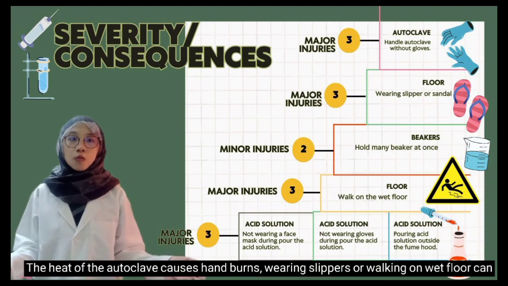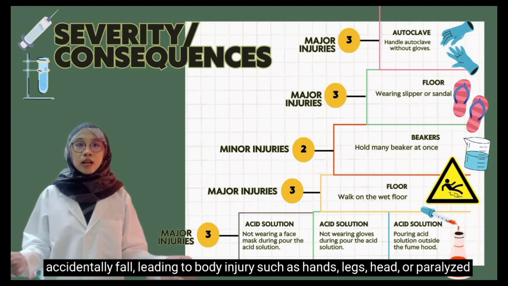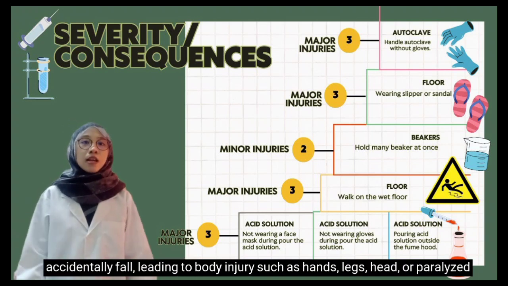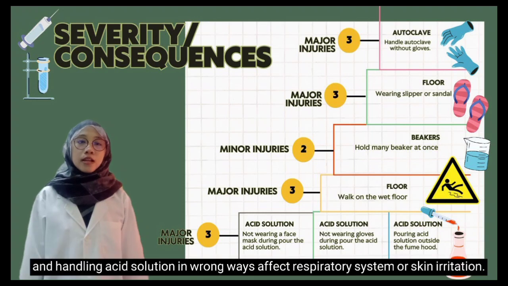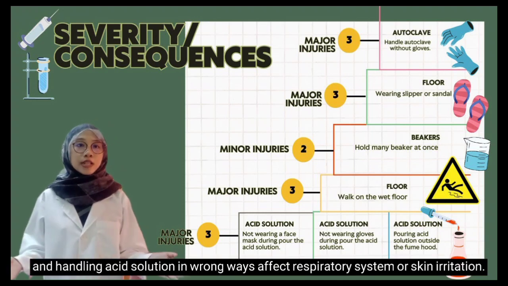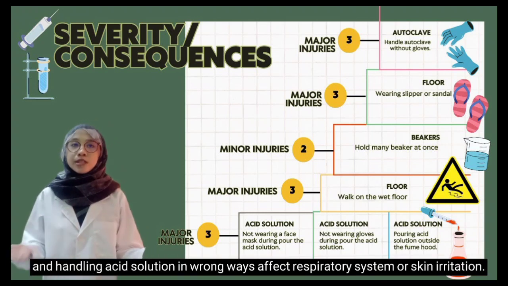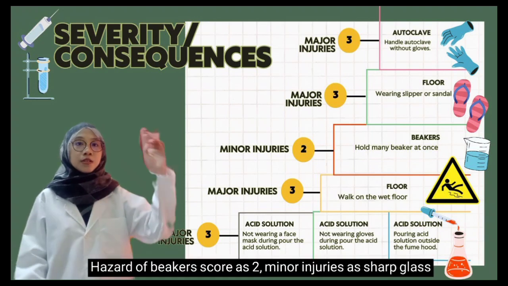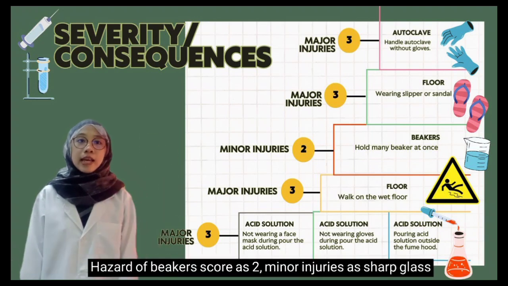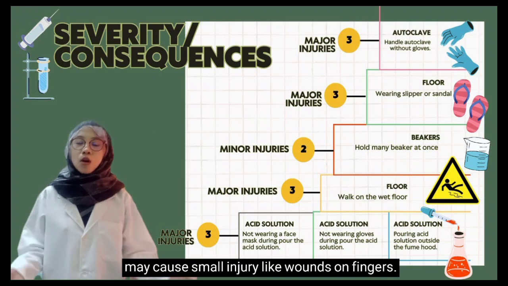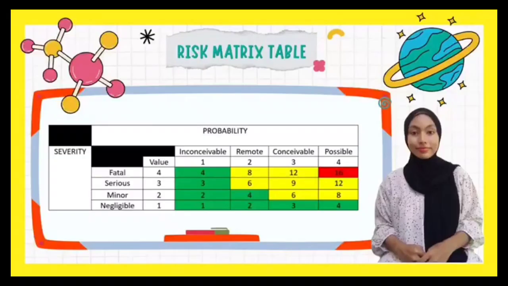Wearing slippers or walking on a wet floor can cause an accidental fall, leading to body injuries such as to hands, legs, head, or being paralyzed. Handling acid solution in the wrong way affects the respiratory system or causes skin irritation. The hazard of beakers scores 2, minor injury, as shattered glass may cause small injuries like wounds on fingers.